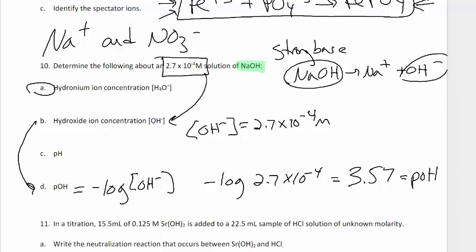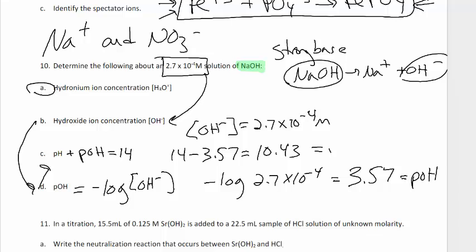So the next thing that would make sense to find is the pH. The pH plus the pOH always equals 14. Because we know the pOH, we're going to do 14 minus that to get the pH. So 14 minus 3.57 gives us 10.43. Now 10.43 is really the number that we care about when we talk about acids and bases, because that's the pH. Which makes sense because we have a base that we started with, so the pH should be greater than 7.